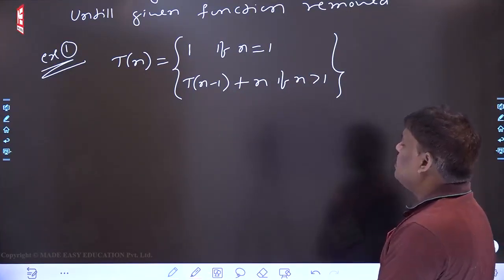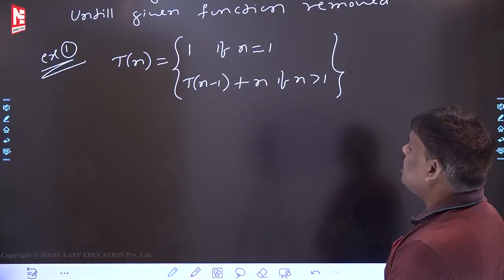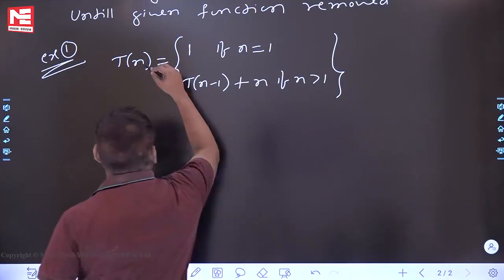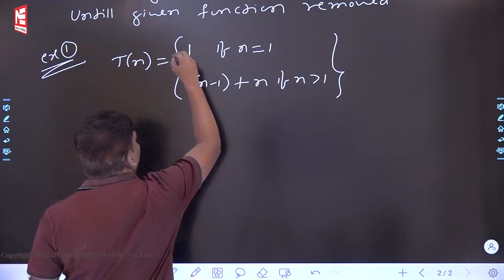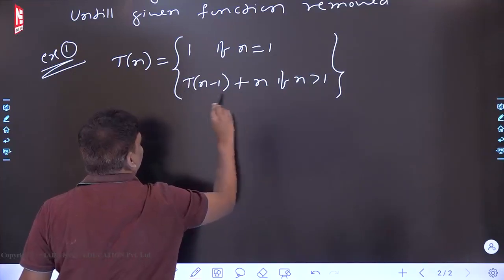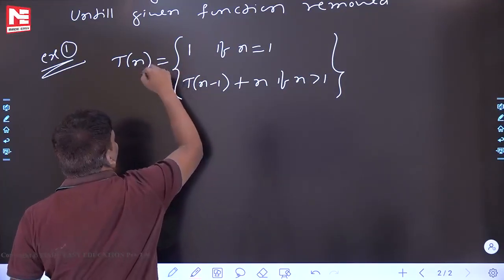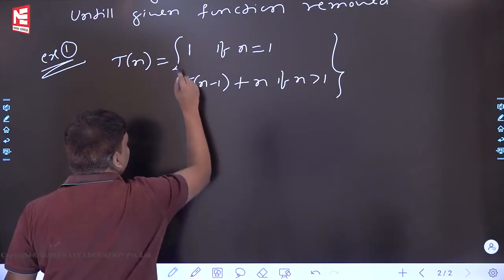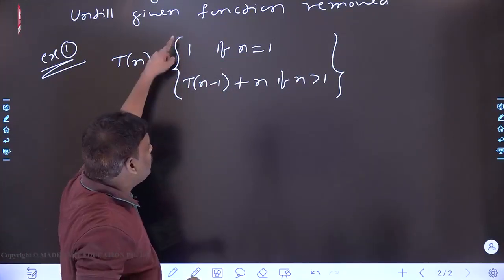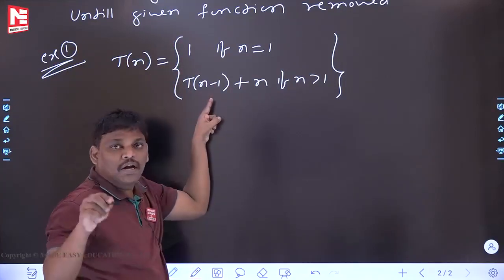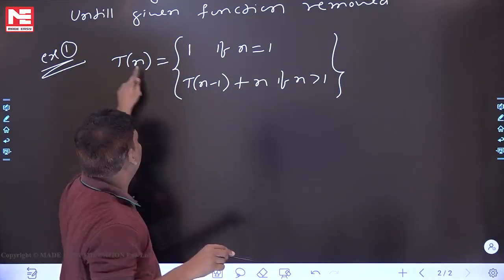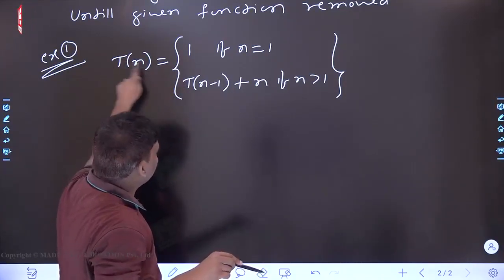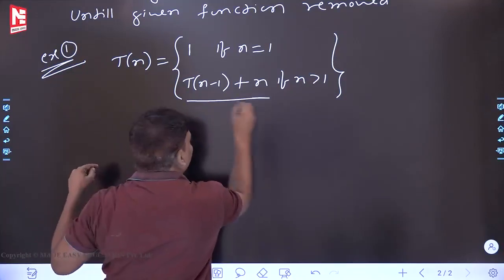See the recurrence relation: T of n is equal to 1 if n is equal to 1, otherwise T of n minus 1 plus n. Every recurrence relation or recursive program contains two parts: termination condition and continuing further. Which is the major one? Continuing further, recursion, is the major one. See, T calling T, your function name is T. T calling T is called recursion. Please be careful, it is the major one.